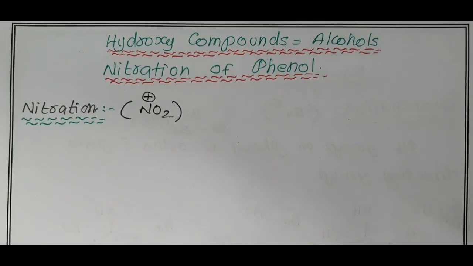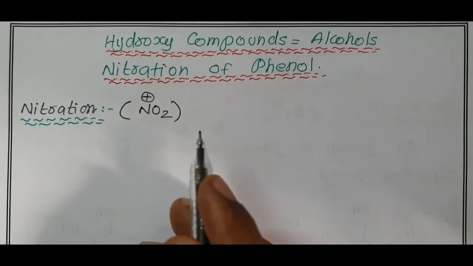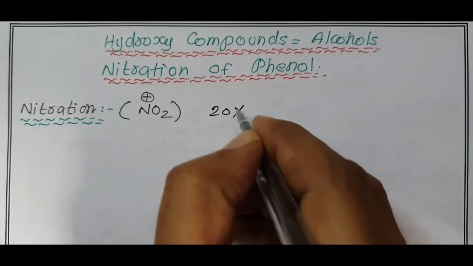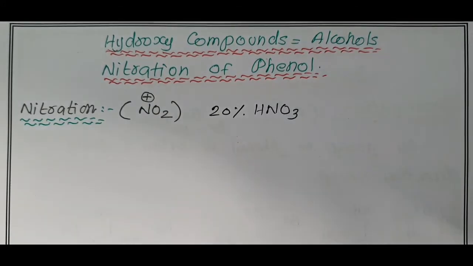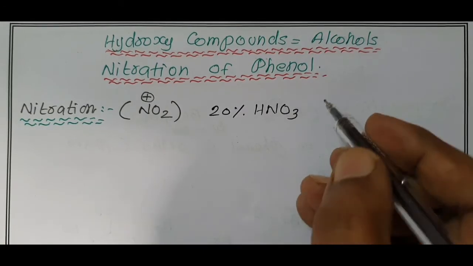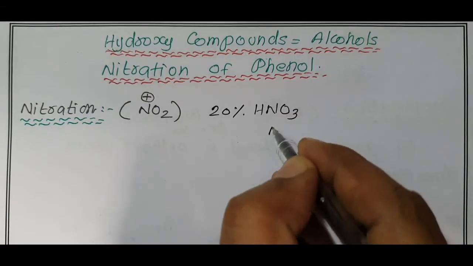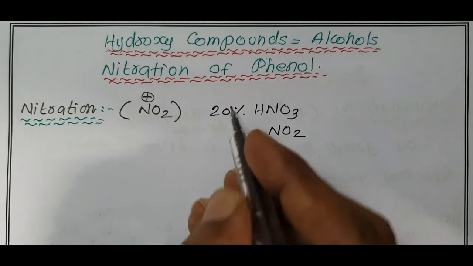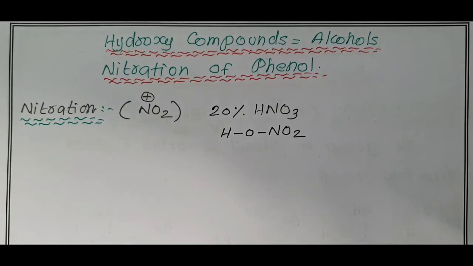First, we are going to discuss the nitration of phenol with dilute, that means 20%, nitric acid HNO3 at room temperature, that is 298 Kelvin. NO2 is present in nitric acid. Now I separate NO2 from HNO3. Remaining we have one hydrogen and one oxygen.